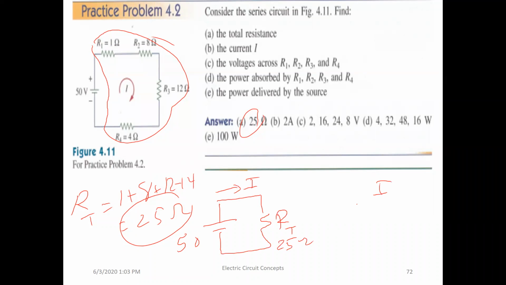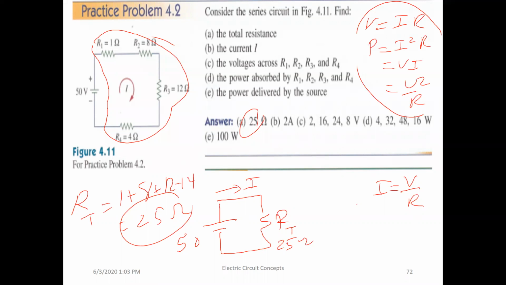So I, according to Ohm's law, is V over R. Again, write down the information that we talked about: Ohm's law, I times R; power, I squared R, V times I, V squared over R. Always have this ready next to you so you can use them whenever you need them. Okay, so find I. I is voltage, 50 over 25, is 2 amps.